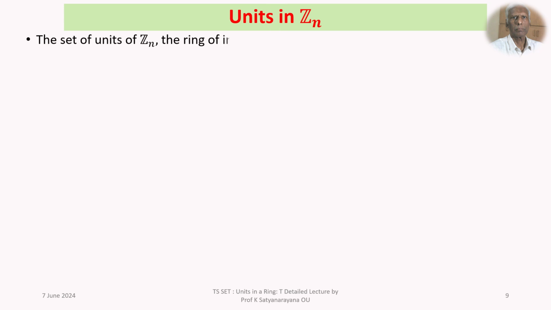Agreed. Now we change the scenario. Until now, we were talking about arbitrary rings. Now we talk about Zn, units of Zn. Zn is a commutative ring with unity 1. The set of units of Zn, who are they?